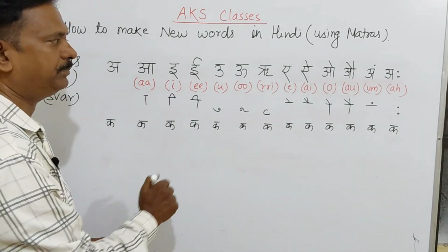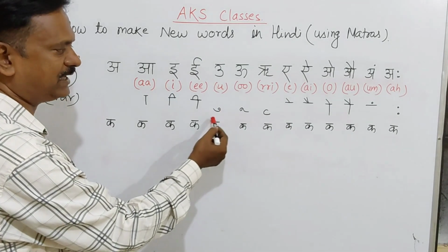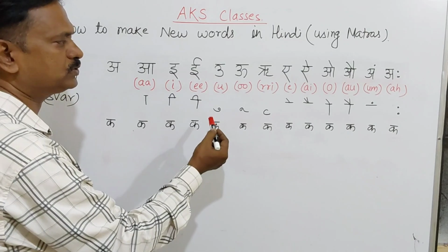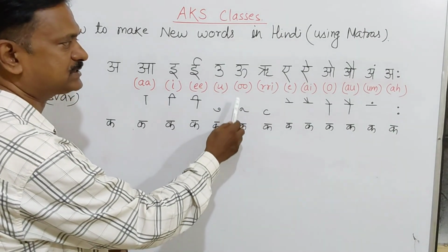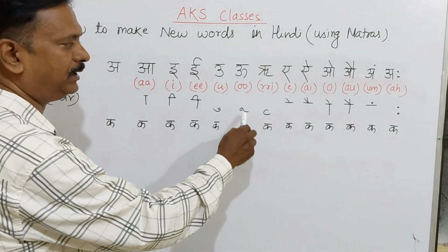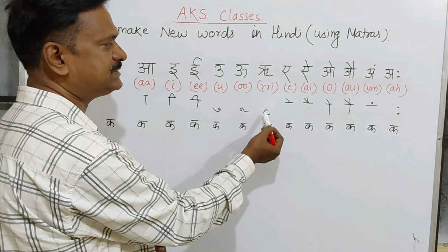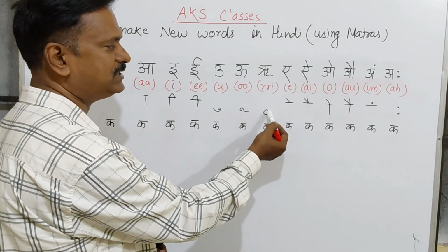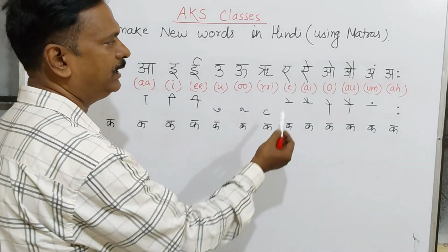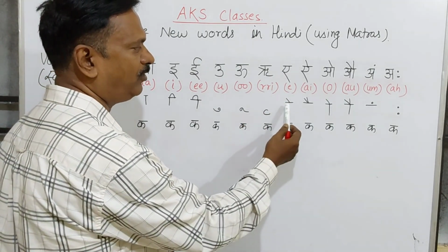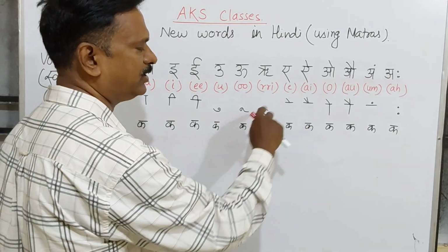We use this symbol. Then there is u. So we put this type of symbol for the u sound. Now this is oo, a big one, and to represent this oo sound, we use this symbol below the letter. Then there is the ri sound, and for this we use this half semicircle symbol. Then e, and for this we use a slanting line on this horizontal line.